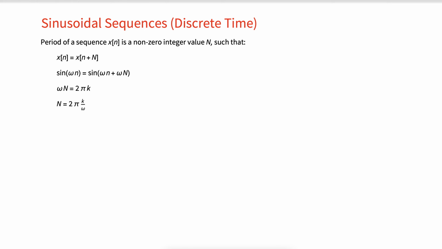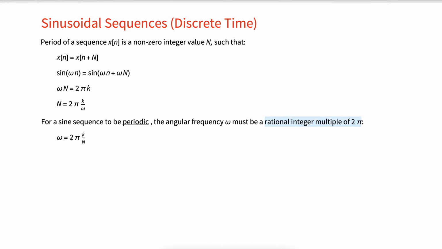So far everything seems to be the same as the continuous time case, except that here this value must be an integer number, and that may not always be the case. So if we can find a value of k such that 2πk/ω is an integer, then we say that x[n] is periodic, and the period is N. In other words, for sinusoidal sequences to be periodic, ω must be a rational multiple of 2π. And if ω cannot be written as 2πk/N, then x[n] is simply not periodic.